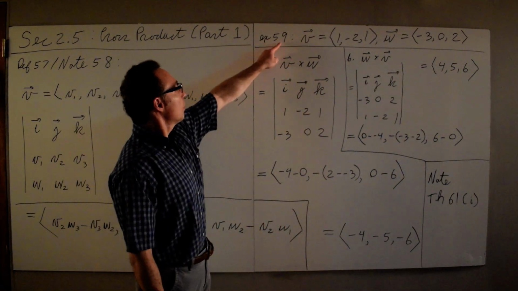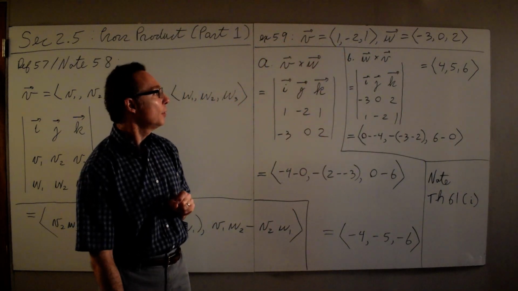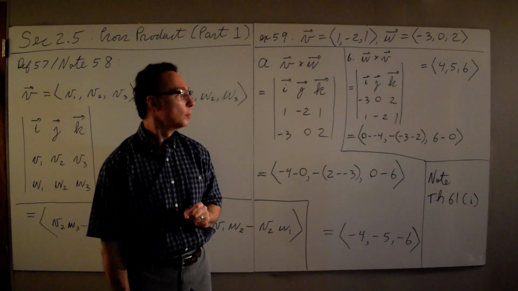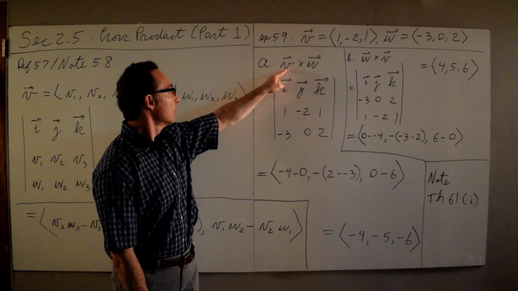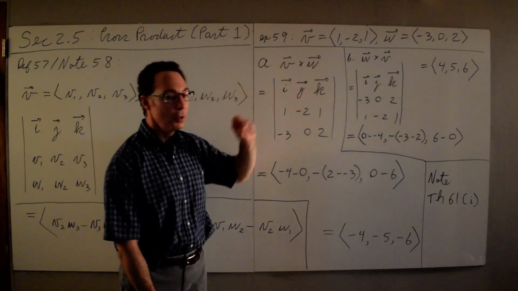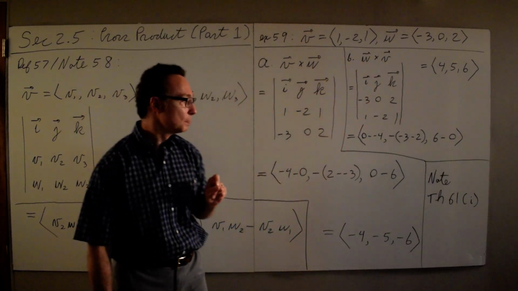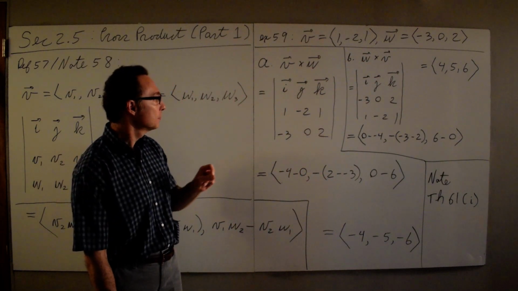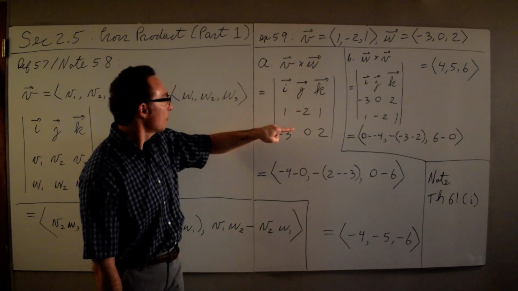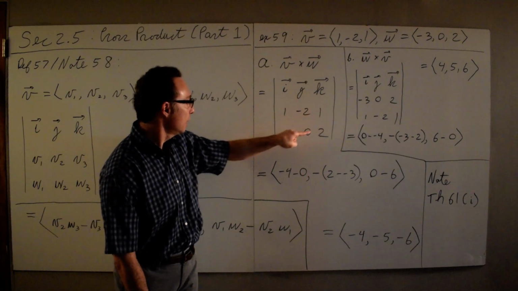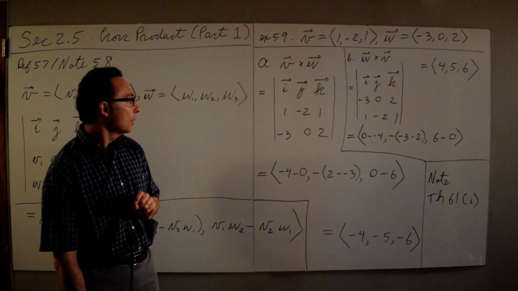So example 59, V is the vector 1, -2, 1, W is the vector -3, 0, 2. We're going to calculate 2 cross products. We're going to calculate the cross product of V with W, and then we'll calculate the cross product of W with V. So we have I, J, and K. We have the components of V, then we have the components of W. And we do our calculation.